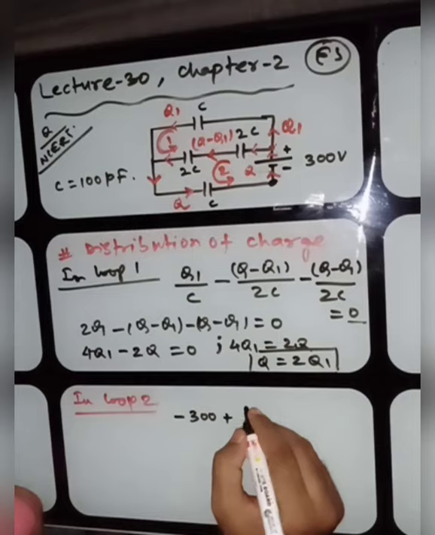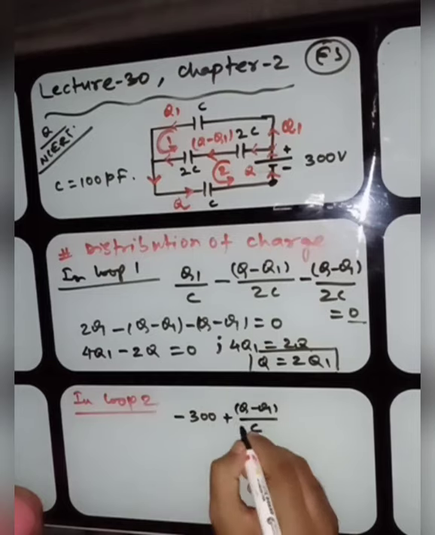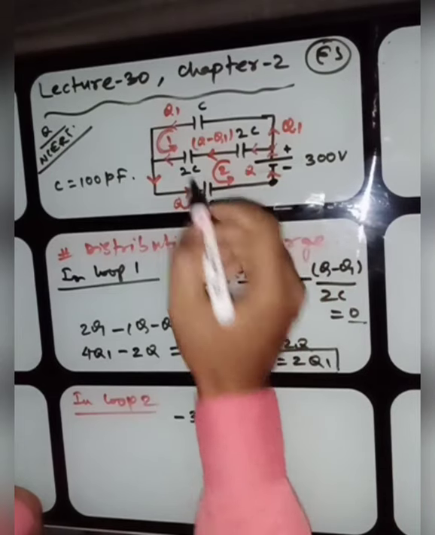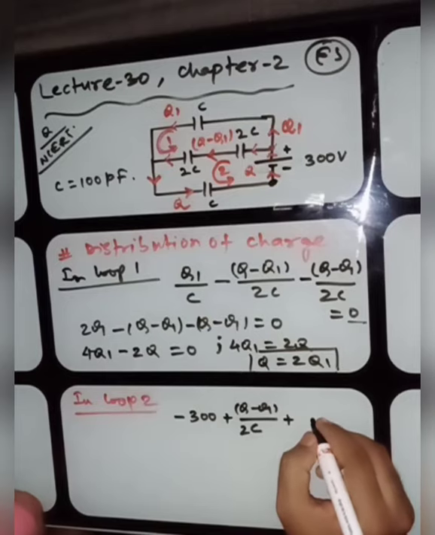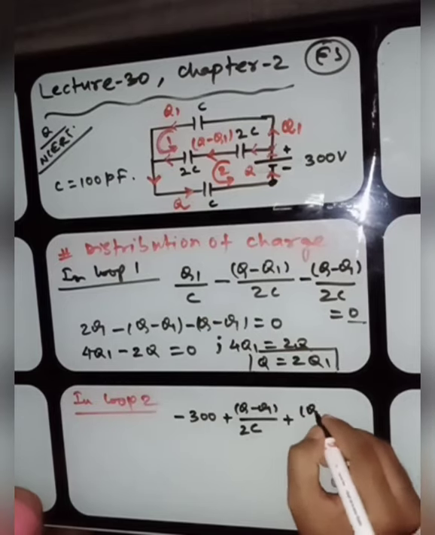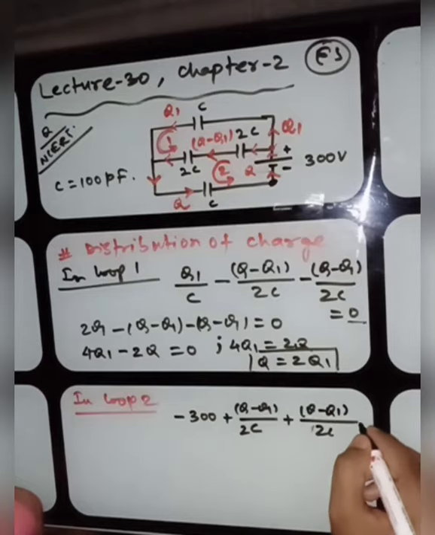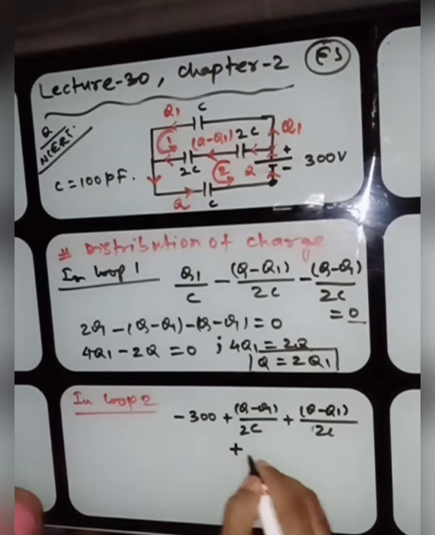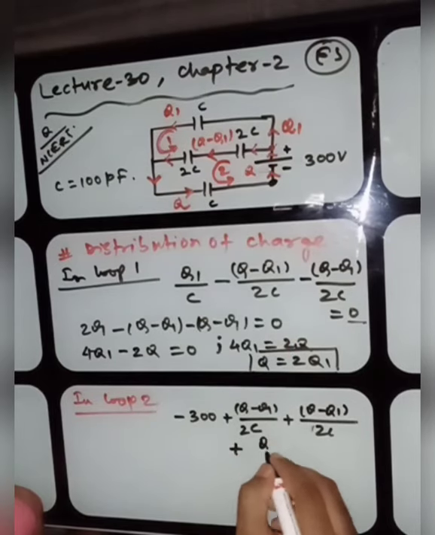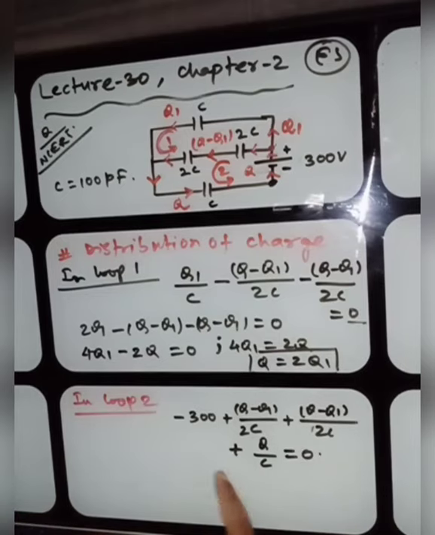Here the charge is Q minus Q1 by, sorry, 2C. And again we meet a capacitor, again plus, since we are moving along with the charge, Q minus Q1 divided by again 2C. Then we have another capacitor, plus Q by C, equals how much? 0.